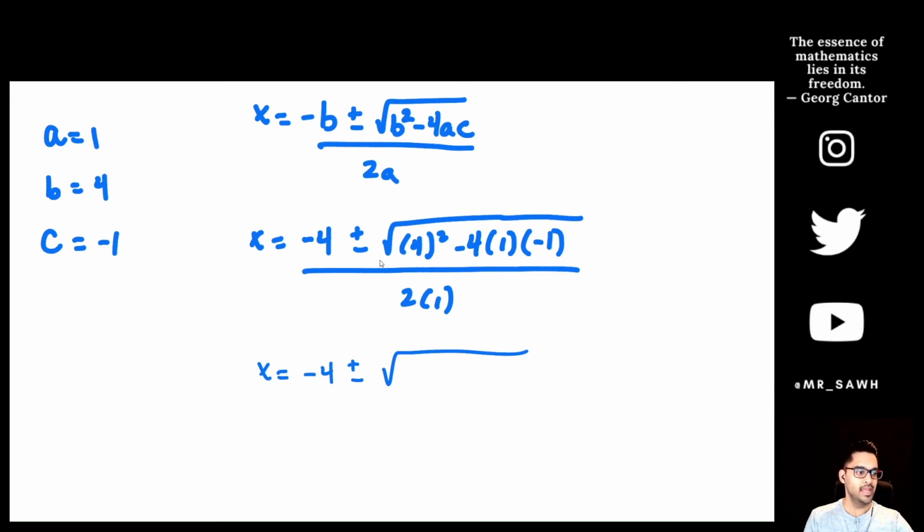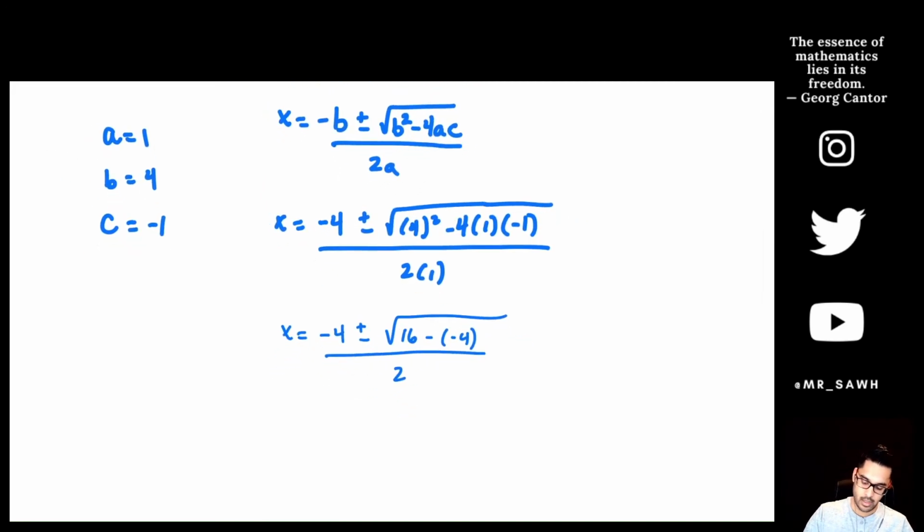Okay. Inside that square root sign, that radicand, there's a lot of pieces happening, so we'll take it slow. 4 squared is 16. We'll leave the minus sign there. Now 4 gets multiplied with 1 to give us 4, but then that gets multiplied with negative 1 to give us negative 4. Divide the whole thing by 2. So if I simplify this one more time, I'm going to have x is equal to negative 4 plus or minus the square root of 20 divided by 2.